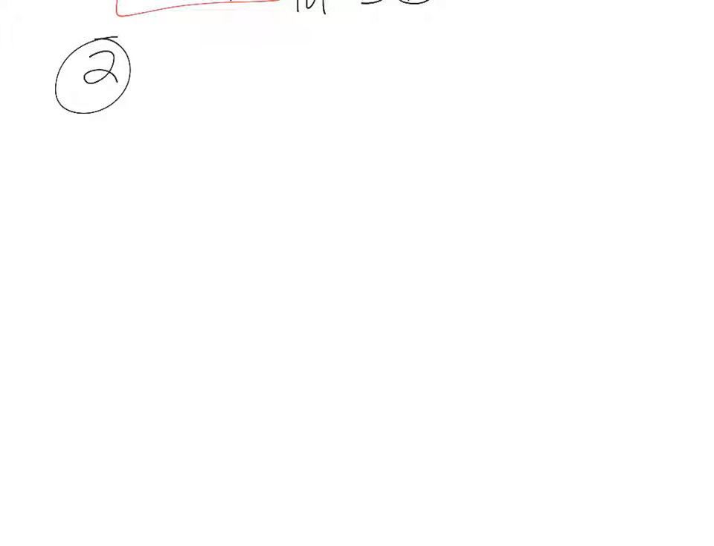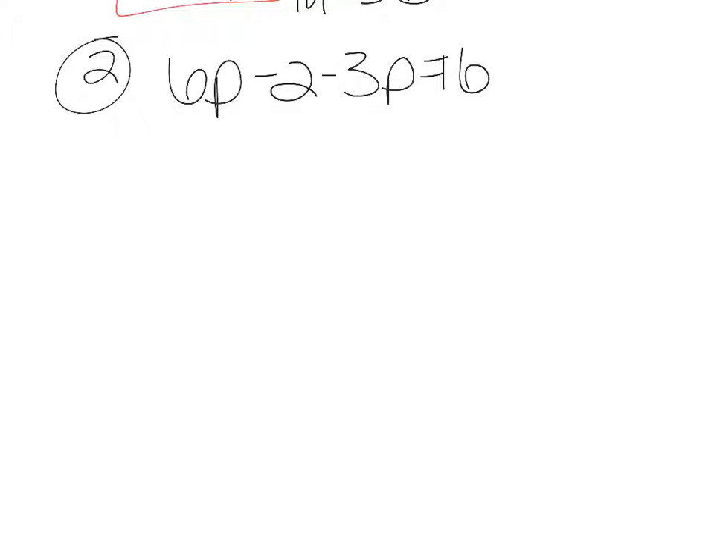Number 2, let's try 6p minus 2 minus 3p equals 16. Okay, so same thing as before, we want to make sure both sides of the equation are simplified. If I look at this left-hand side, hopefully we notice that these p's, the 6p minus 3p, I can combine those together. When I combine them together, I get 3p. And then I still have the minus 2, and then I have the 16.